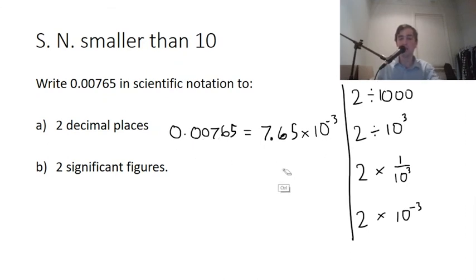Alright, now if we had to do 2 significant figures, all we have to do is a bit of rounding because 2 significant figures would be 7 and then whatever comes here. And because I've got a 5 here, that means I need to round up, so 7.7 times 10 to the power of negative 3.